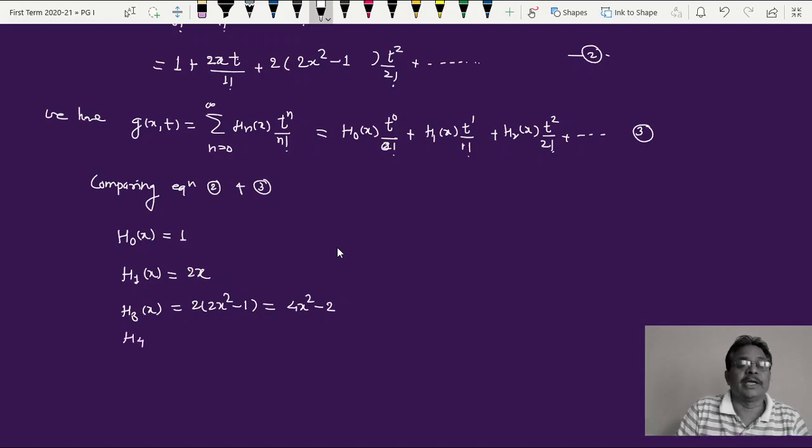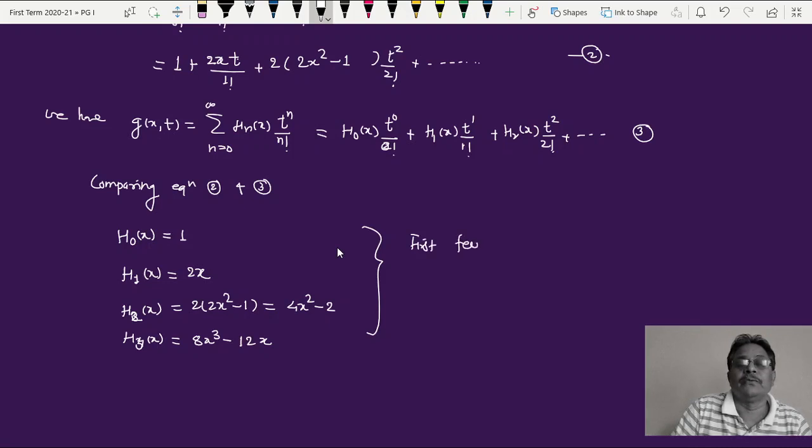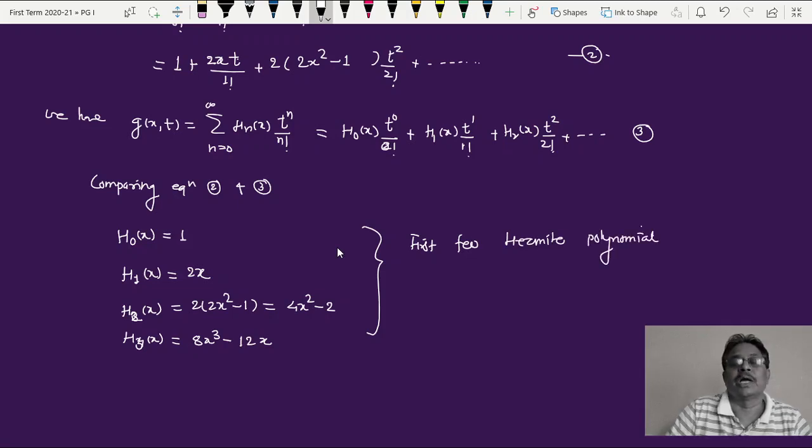Similarly, one will get h3 of x. Third polynomial, if it is obtained, it will be 8x cube minus 12x, and so on. So all these are first few Hermite polynomials. These are first few Hermite polynomials.